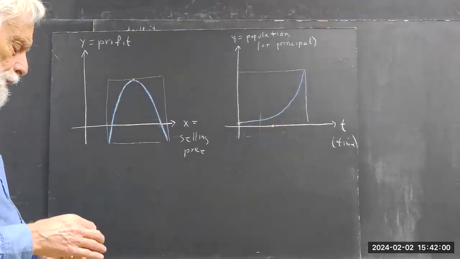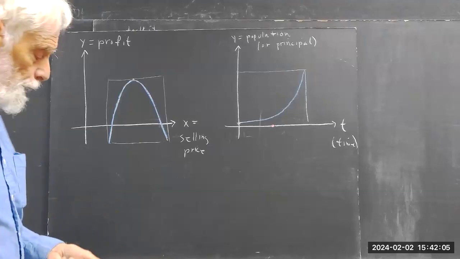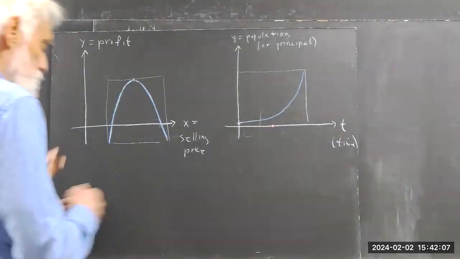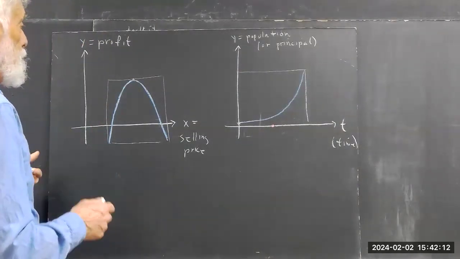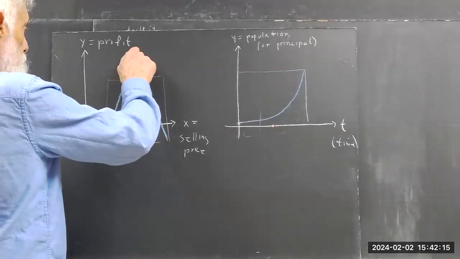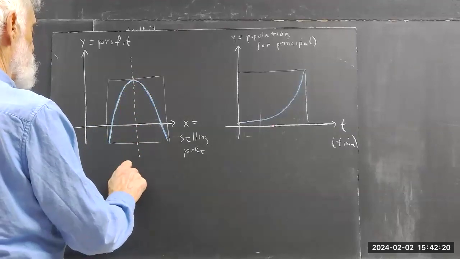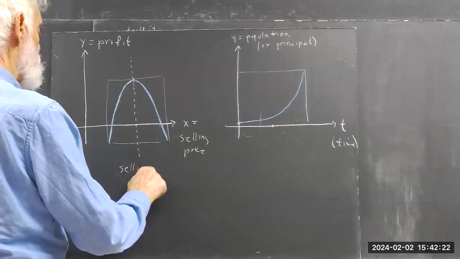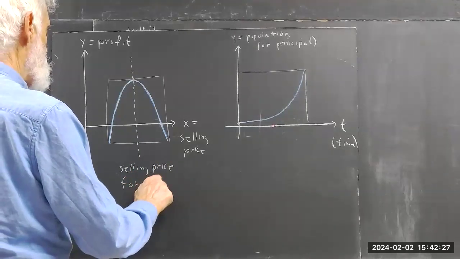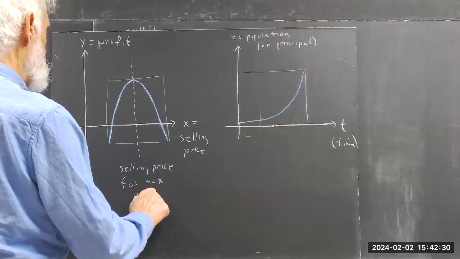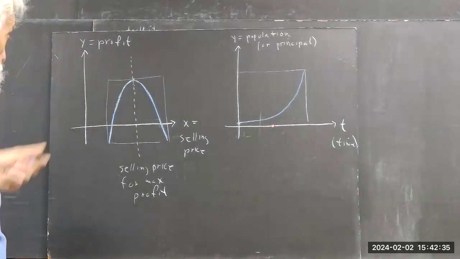Where do we want to set the selling price? How would you draw a line on the graph that tells us where to set the selling price? Well, I'm not going to ask you to do that, although it wouldn't be bad to stop and get your own opinion about what line I might mean. But the line I mean is this line. This is a selling price. The maximum profit. And it should be obvious that that's your maximum profit there.